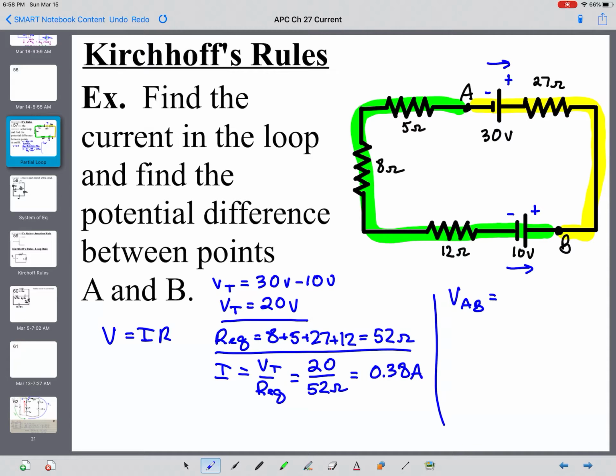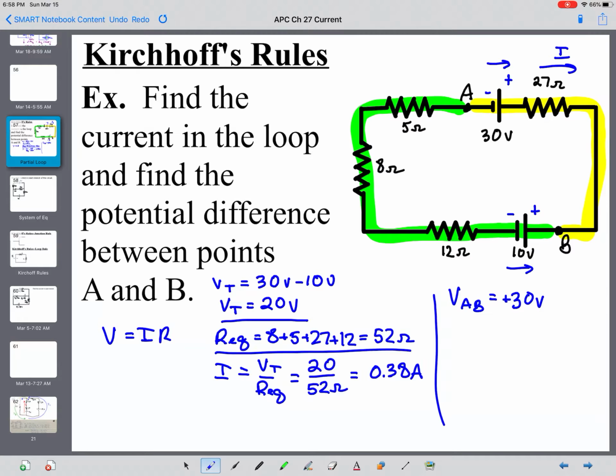First thing we run into when we leave A is a 30-volt battery. We're going from the negative terminal to the positive terminal, or the low potential side to the high potential side, which is going to be positive 30 volts. So the chemicals in the battery are doing work on charges in that direction. Now, when we go through the 27 ohm resistor, we are moving in the direction that the current is flowing.